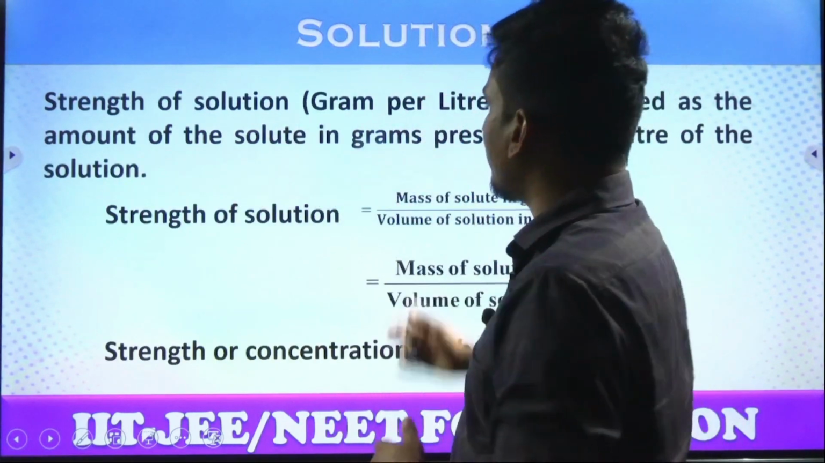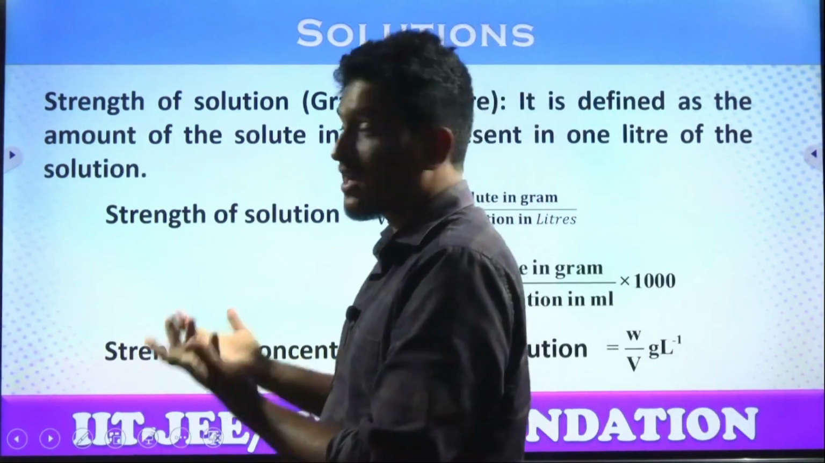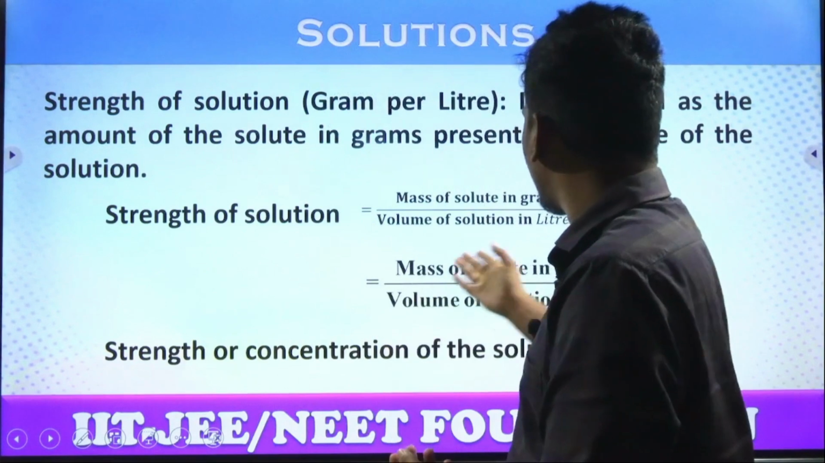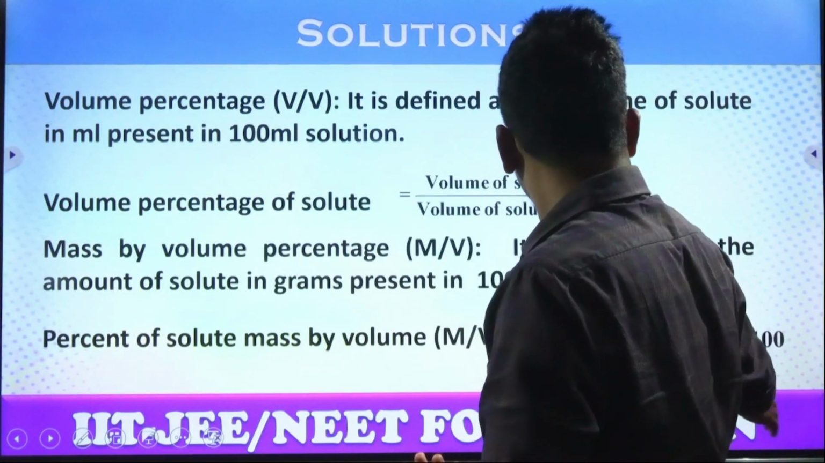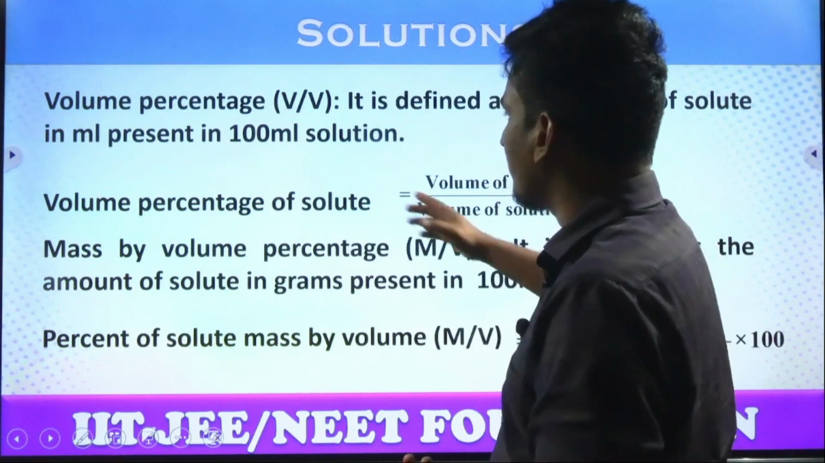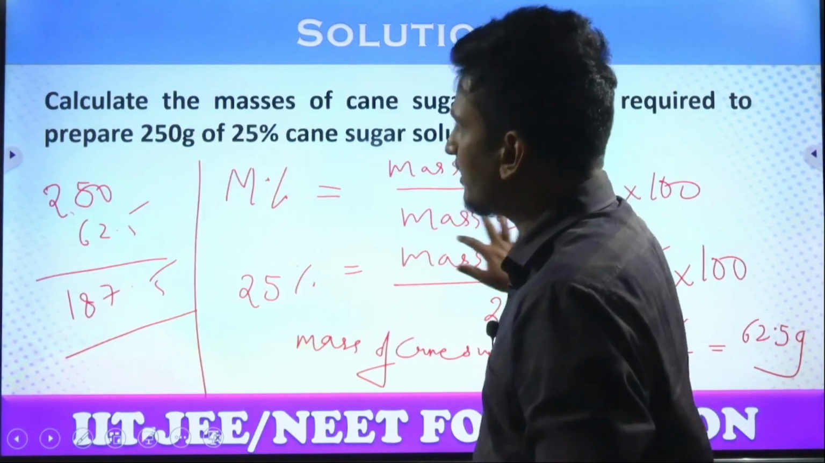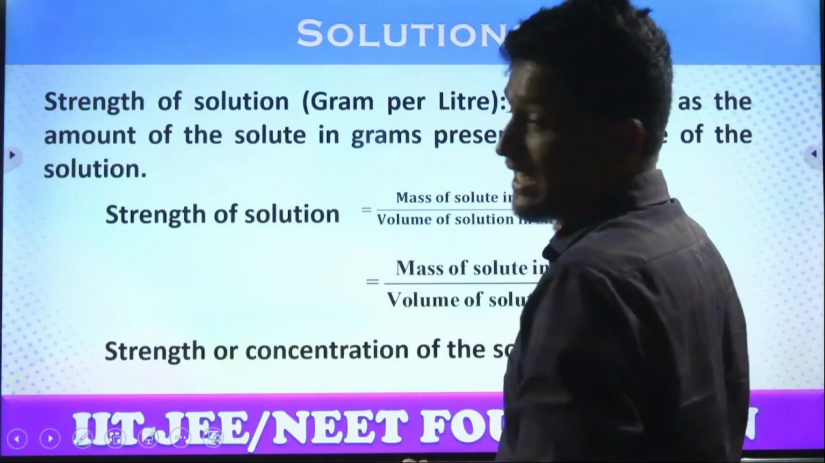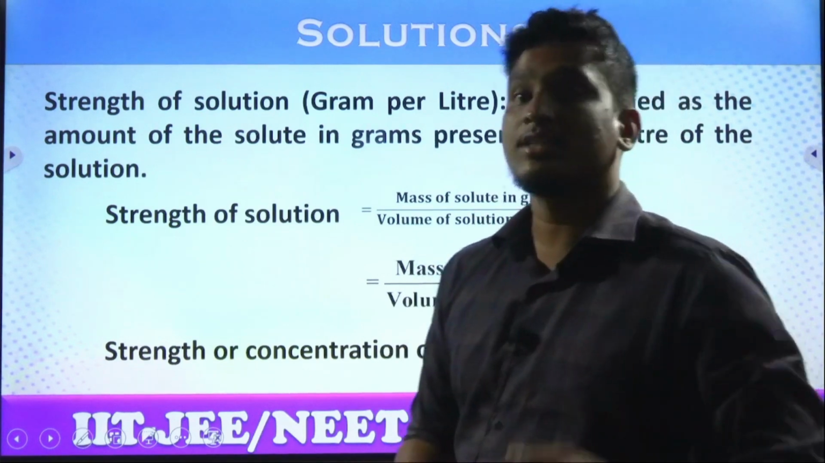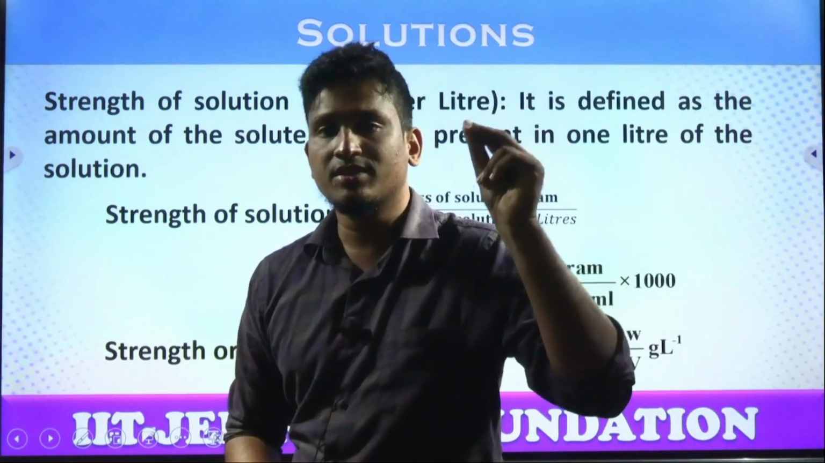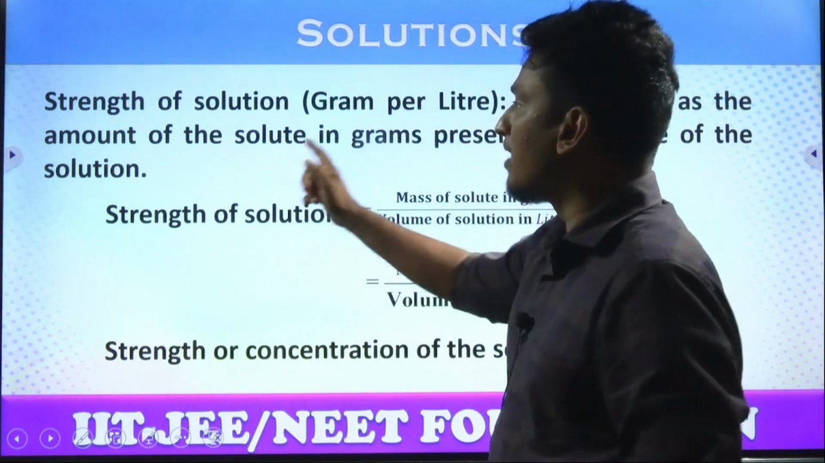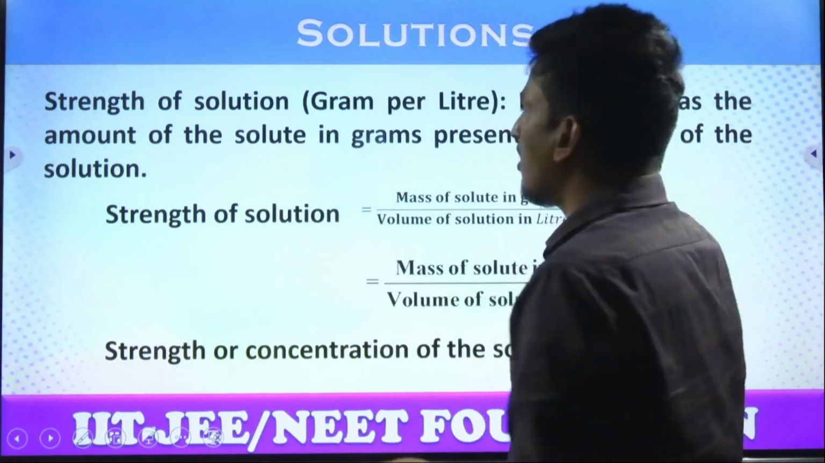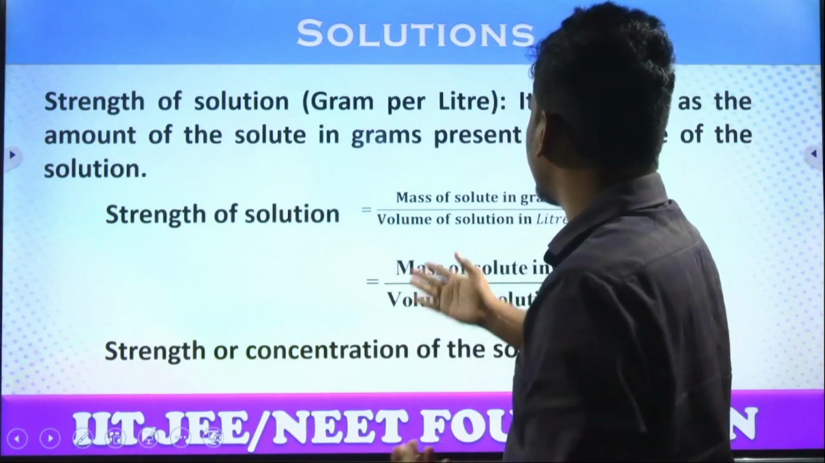So strength of the solution, of course, is also like mass by volume only, but in the previous one volume is expressed in terms of 100 ml of solution, whereas here the volume is expressed in liters, students, in 1 liter of solution. That's what I said. Concentration expressions are different, depending upon the different parameters we are taking. So it is defined as the amount of solute in grams present in 1 liter of the solution. So this is the formula in liter.